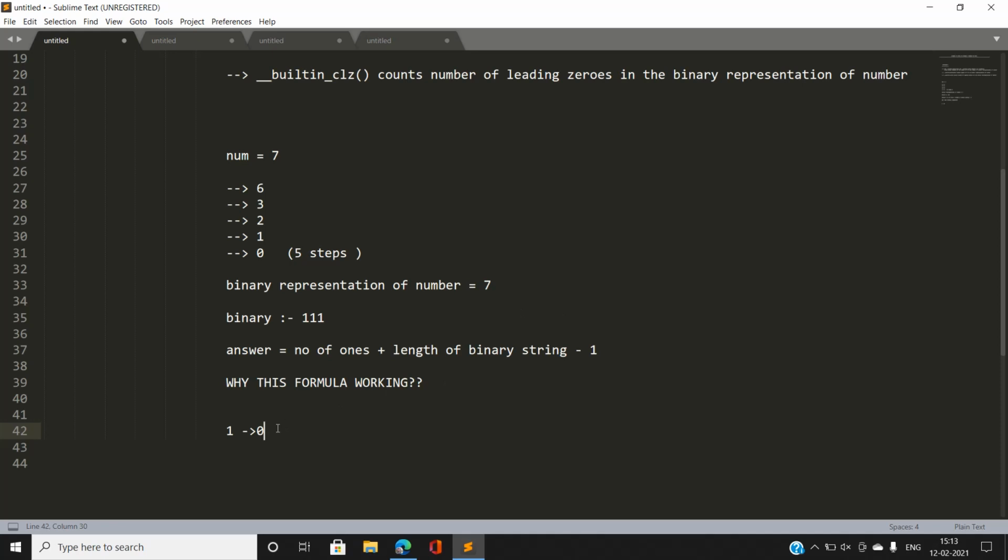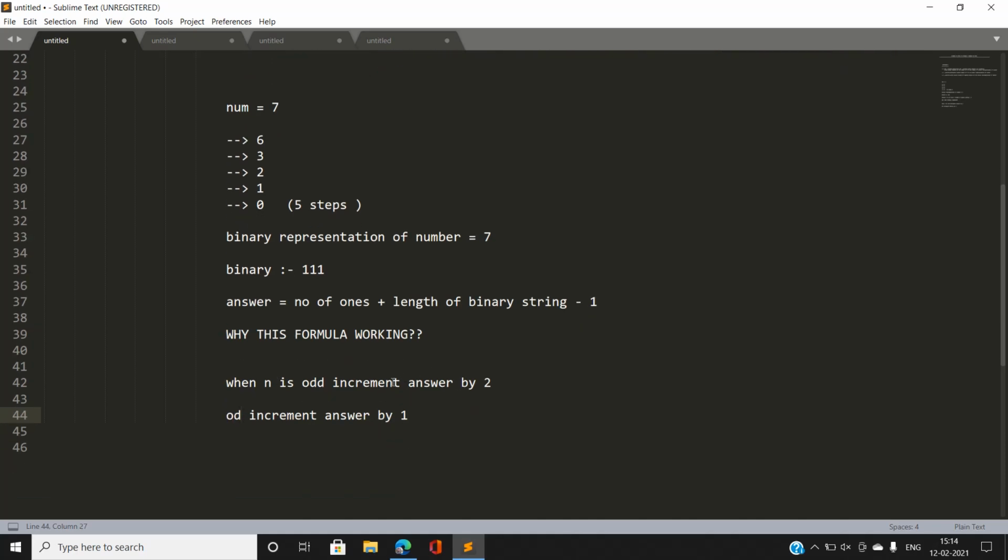So whenever we encounter an odd number, I am going to increment my answer by 2, and when n is even, I am going to increment my answer by 1.